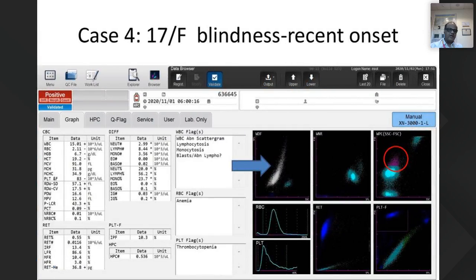This is a recent one. If you see, it's on the 1st of November. A 17-year-old lady, she had blindness of recent onset.